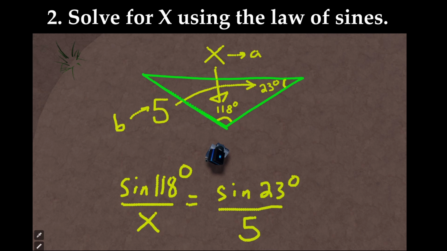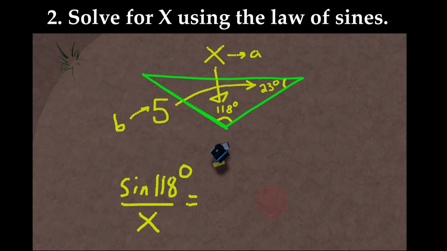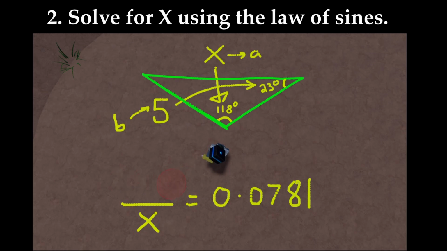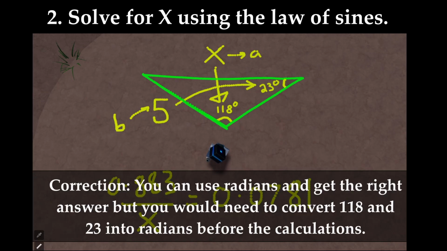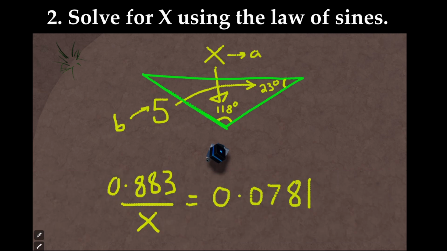So first, I'm going to do sine of 23 divided by 5. If you go ahead and do that, you should get that it is equal to 0.0781. And then if you do the sine of 118 on a calculator, you should get that the sine of 118 is 0.883. And make sure your calculator is on degrees while you're doing this. If it's on radians, you might not get the right answer.